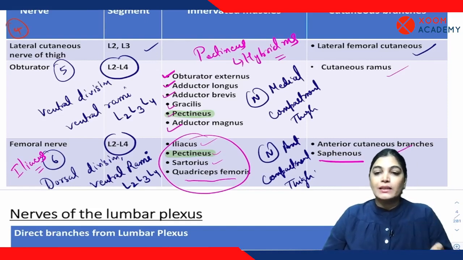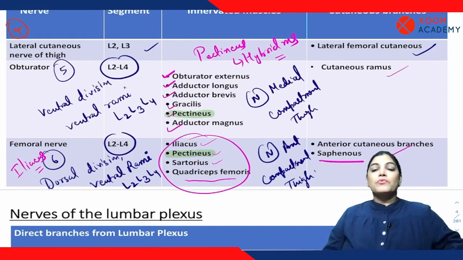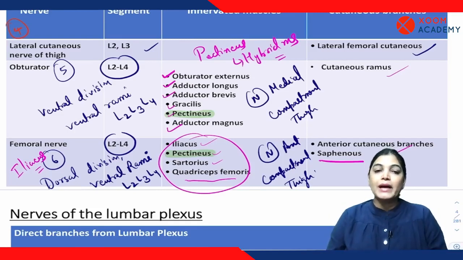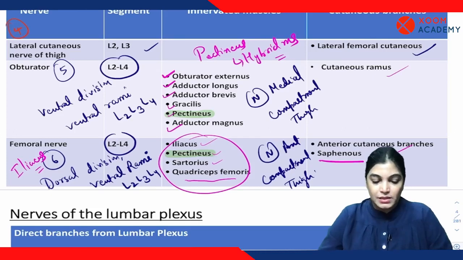So in short, the obturator nerve is the nerve of the medial compartment of the thigh. The femoral nerve is the nerve of the anterior compartment of the thigh. It gives cutaneous distribution to the anterior and medial aspects of the thigh, and also gives the saphenous nerve, which supplies the medial aspect of the leg and goes medially towards the great toe. For the obturator nerve, a small area of the medial most part of the thigh gets cutaneous distribution. In this context, pectineus is an example of a hybrid muscle getting innervation from both the femoral and obturator nerves.